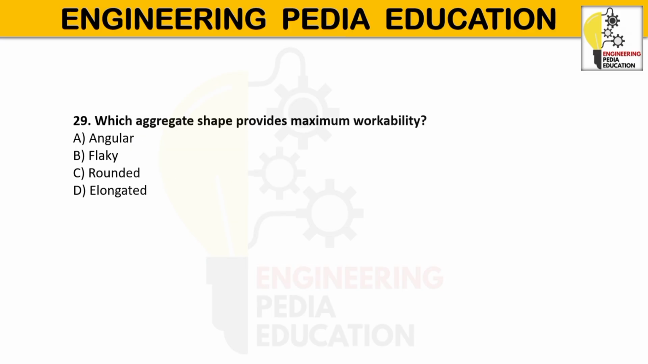Which aggregate shape provides maximum workability? Options are angular, flaky, rounded, elongated. So the correct answer is rounded. Maximum workability refers to the higher degree of ease with which concrete can be mixed, placed, compacted, and finished without segregation. It is a condition when concrete is very easy to handle and flow. Rounded aggregate provides higher workability, and angular aggregate provides lower workability.